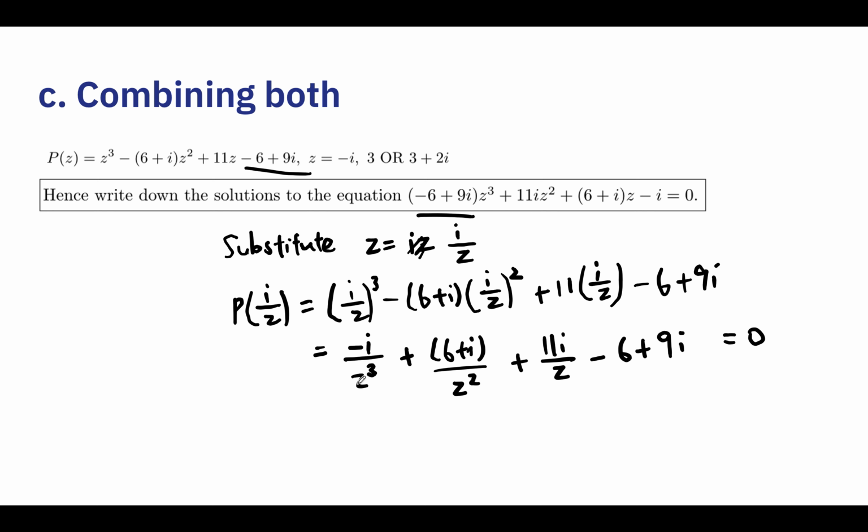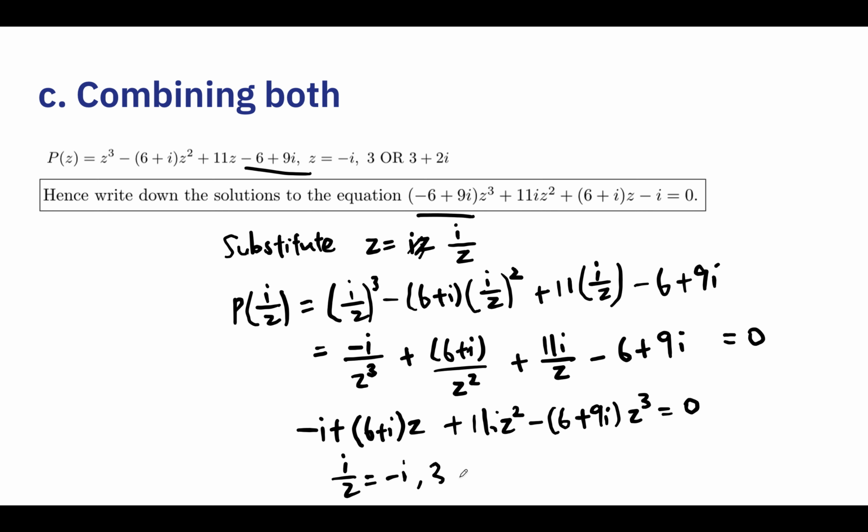So what we can do is multiply throughout by z cubed. Because you see, the minus i over z cubed becomes minus i. And this term has an extra z cubed at the back, so it makes sense to multiply this by z cubed. So we get minus i plus 6 plus i z, because we multiply by z cubed, so we cancel out the z squared and we add another z, plus 11i z squared minus 6 plus 9i z cubed equals 0. So we realize that we have converted this form into this form by simply substituting i over z into this polynomial over here. So instead of z being equal to minus i, 3 or 3 plus 2i, we instead have i over z equals minus i, 3 or 3 plus 2i.